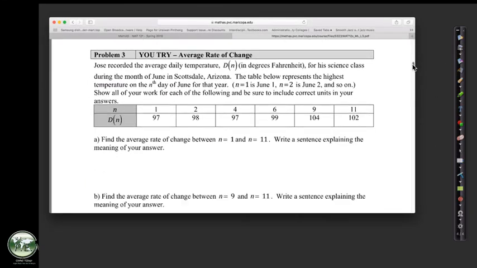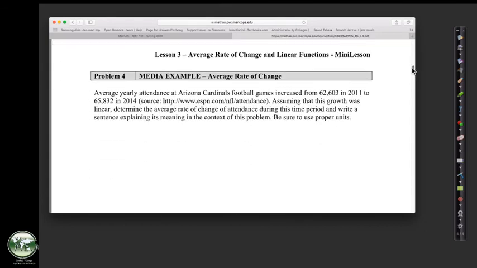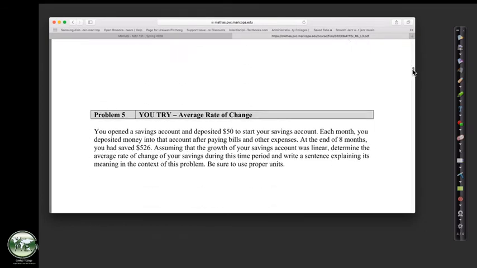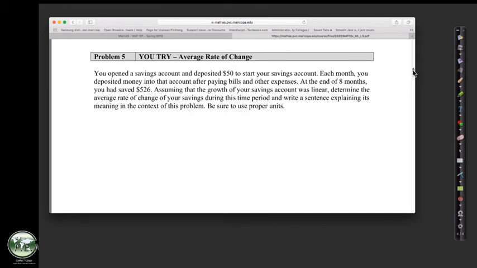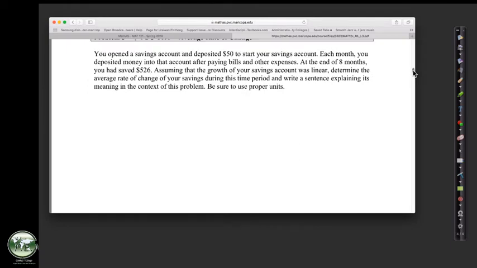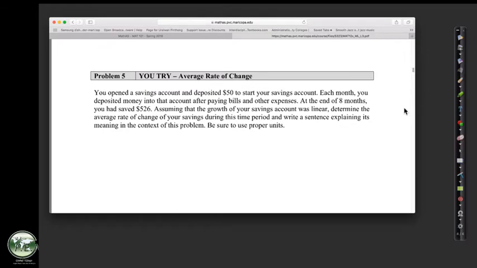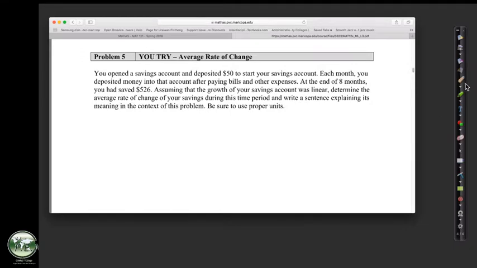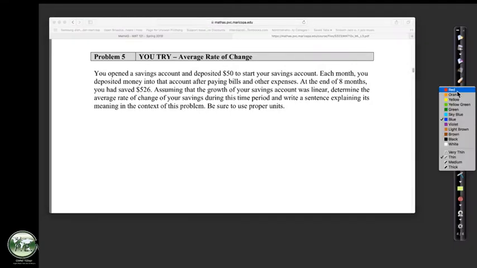That's a good one. So now we got average rate of change. Want to practice on some word problems. Should we do one word problem? Okay, we'll do the You Try, because I think they've got the answers, but they don't work them out. So why don't we work them out? There'll be a little bit of video on this. Okay. So we got the blue.